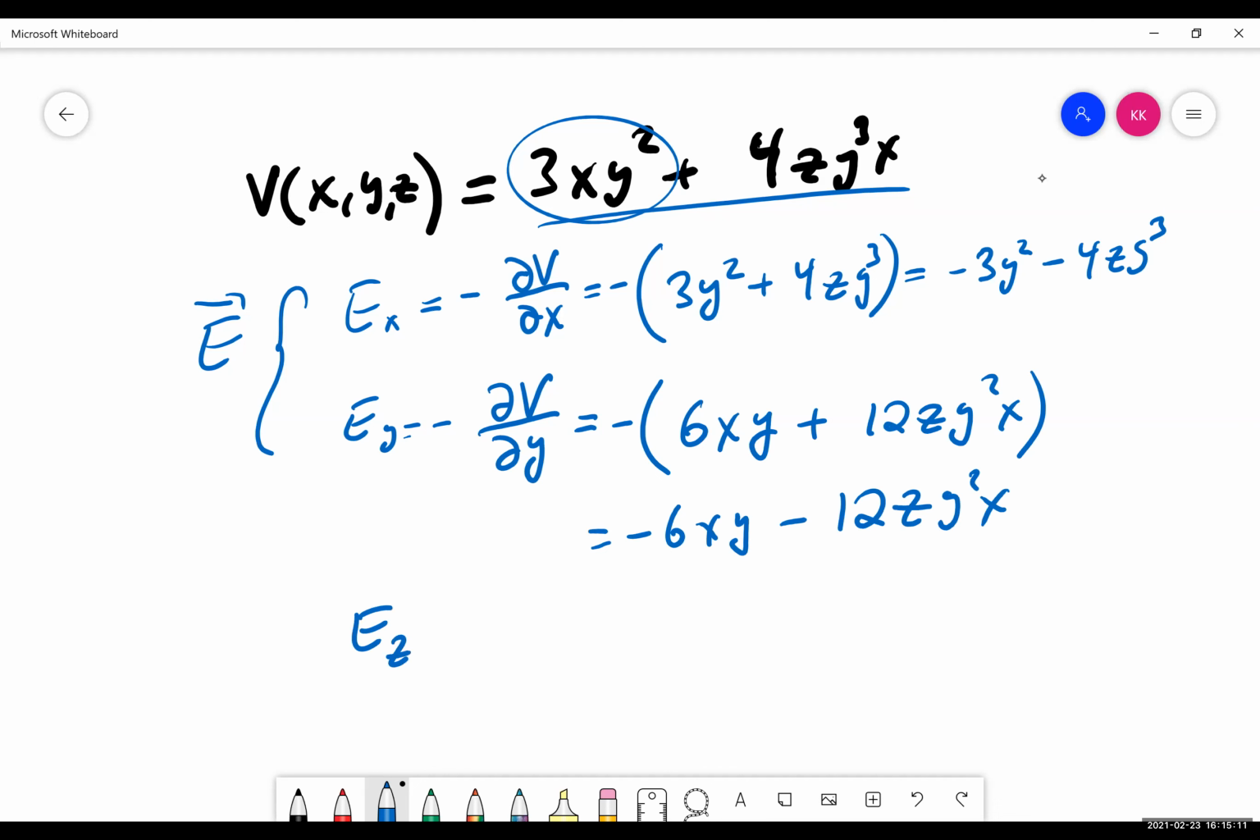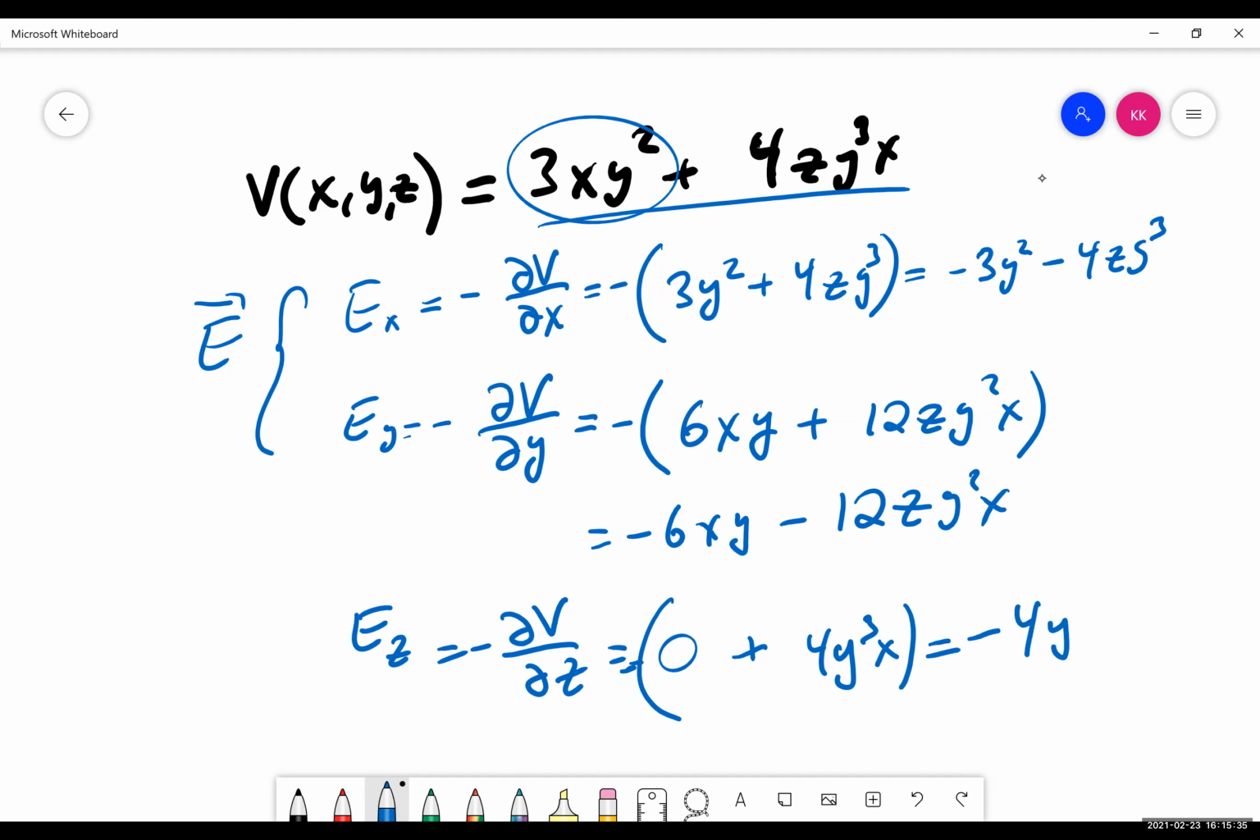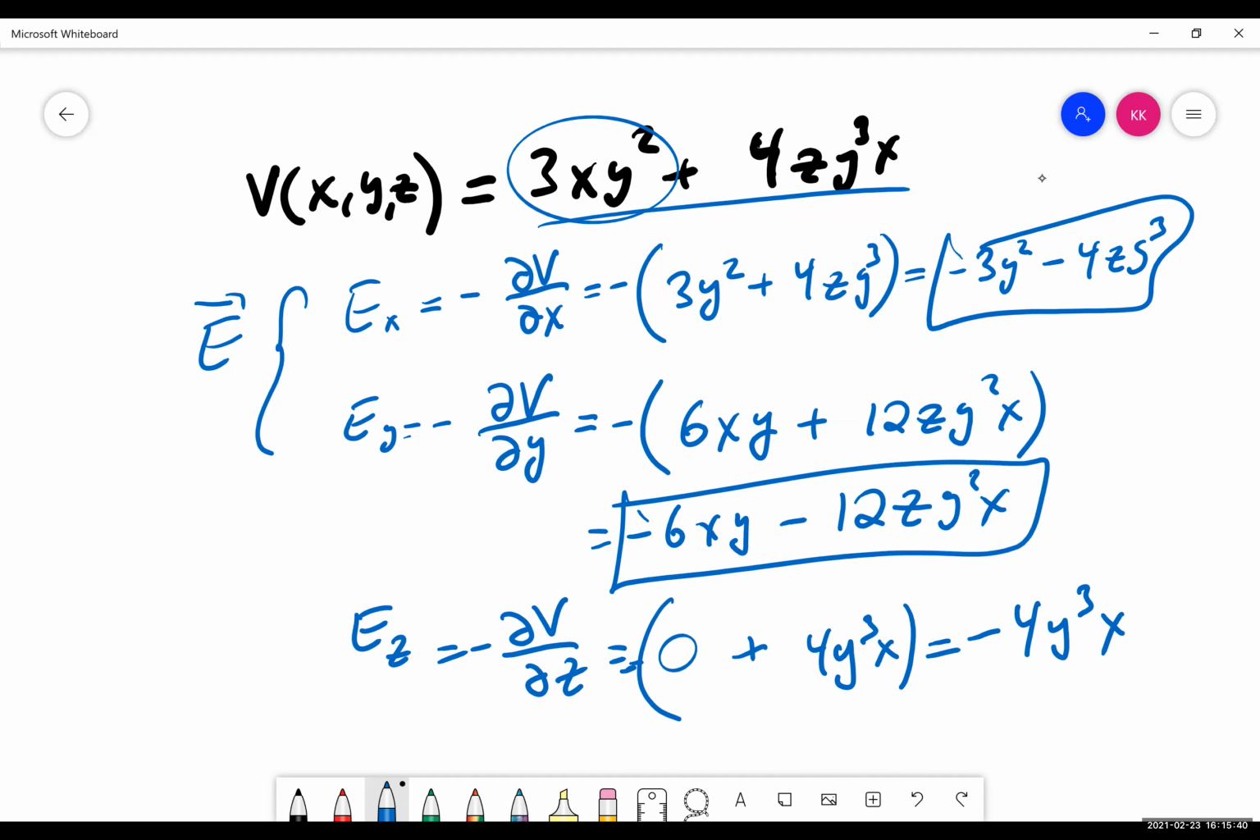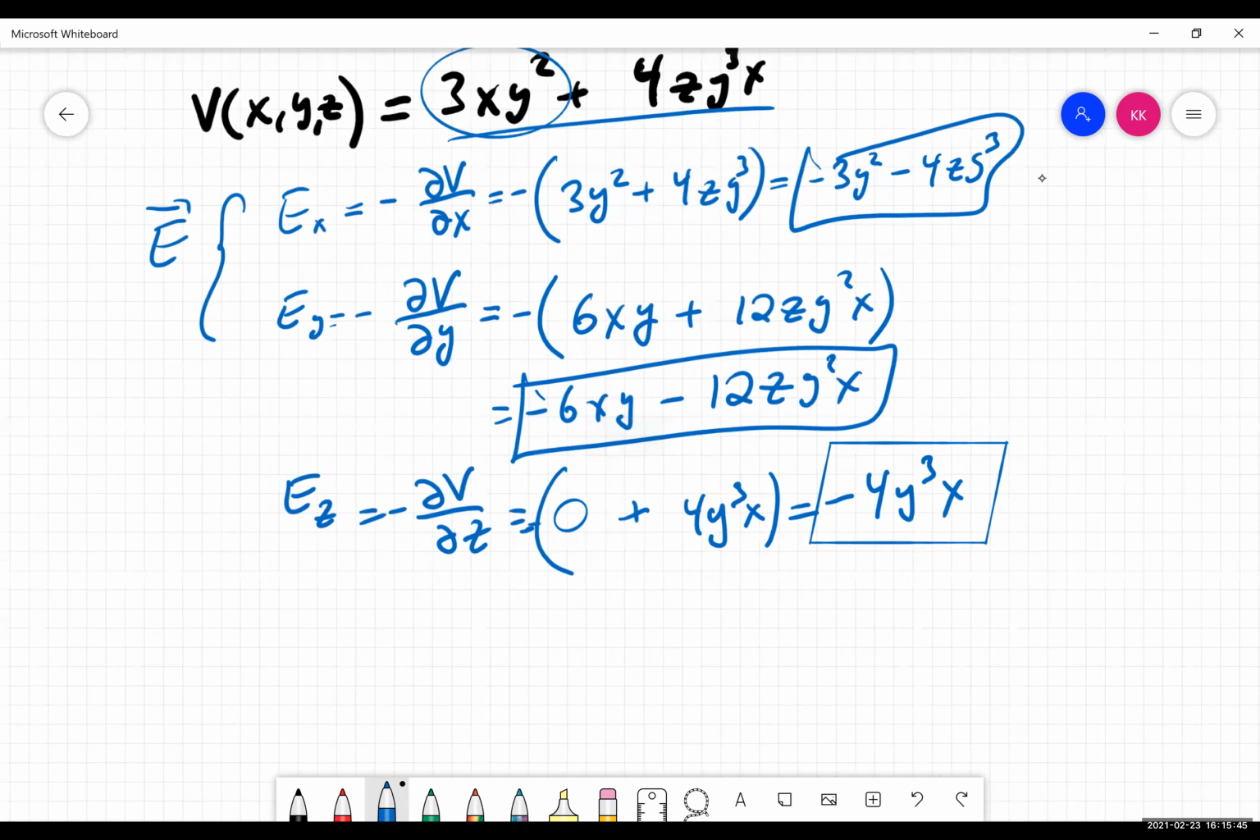Finally, for z, negative partial derivative of V with respect to z is equal to, again, the derivative of the function where everything is constant but z. The first term has no z, so it's 0, because that's all constant. Then there's a negative there, right? And then plus 4zy cubed x becomes 4y cubed x. That means the z component is negative 4y cubed x. So this is the x component, this is the y component, and this is the z component of the electric field.